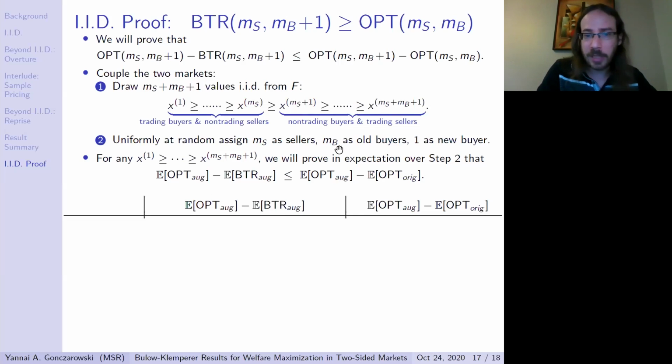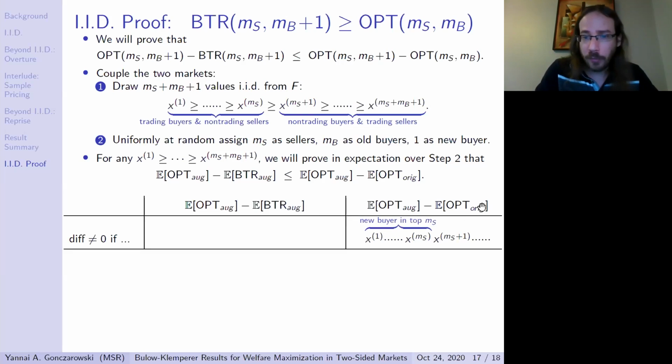And let's reason about these two differences. So the first thing I'm going to ask for each of these differences is, when is it non-zero? For this difference, I'm going to claim that it's non-zero if the new buyer is in the top MS values. Why? Because we know that the opt in the augmented market is the sum of the top MS values. We talked about that. These are the guys that keep the items. Opt in the original market is the top MS guys in the original market. When do they differ? If the top MS guys in the augmented market contain the new buyer.